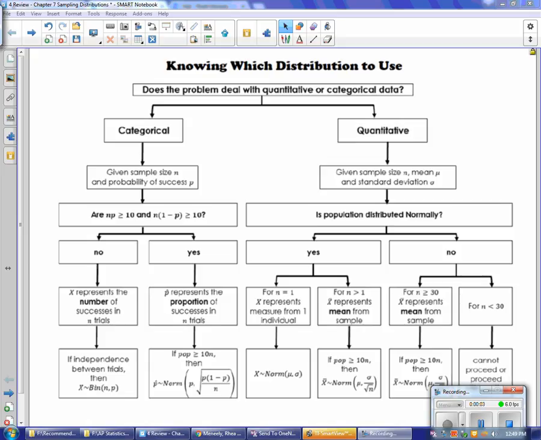Everybody, it's Miss Manili. I'm going to go ahead through the review guide for sampling distributions, and I want to start with the flowchart that I gave you guys today. I just want to make sure that you understand that the very first decision you need to make has to do with the type of variable that's being measured. Is it quantitative or is it categorical?